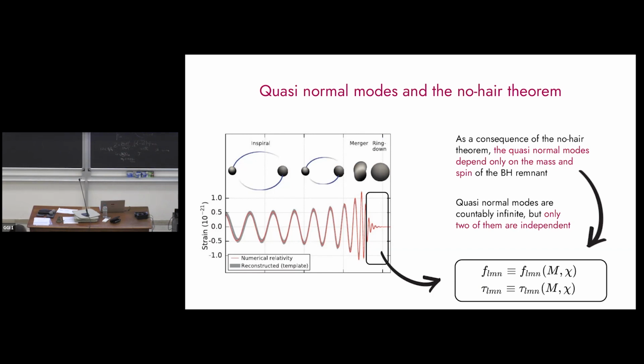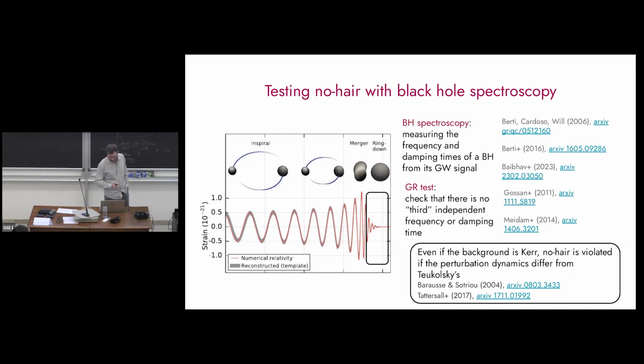But once you have determined two quantities, which in general are the frequency and damping time of the dominant mode, in principle, if GR is correct, you already have determined all the others, which is why you can test GR. This is a key prediction of general relativity, and this is what you are going to test with this test based on black hole spectroscopy.